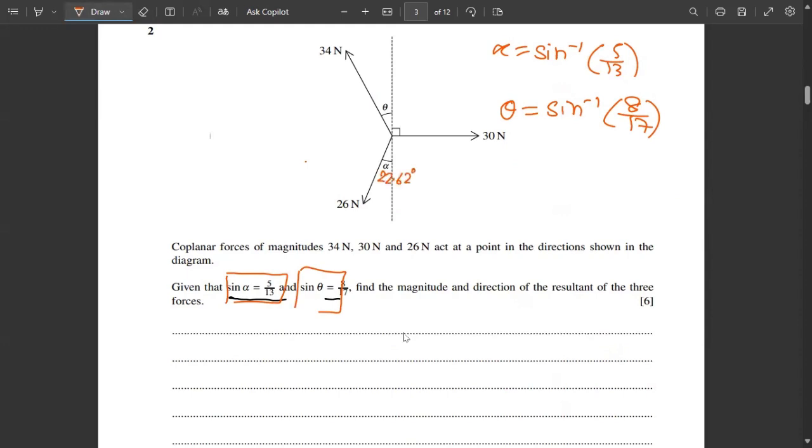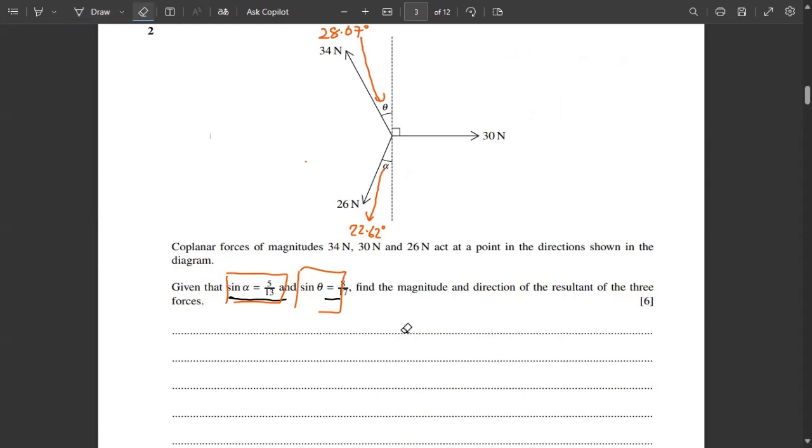So alpha is 22.62 degrees. Let me write it here in a better way. And theta will be sine inverse of 8 upon 17, which is 28.07. So this is 28.07 degrees. Now let's move forward and resolve these forces.